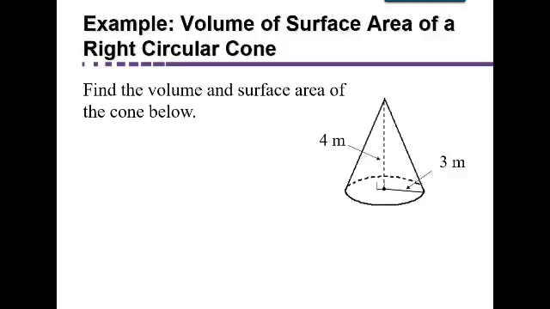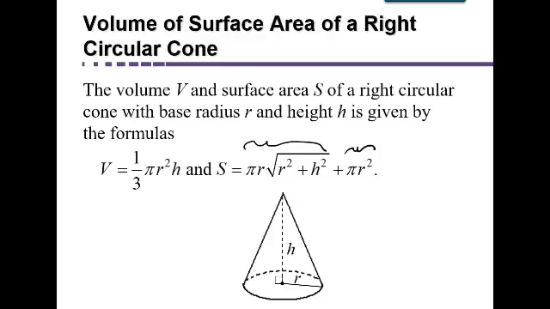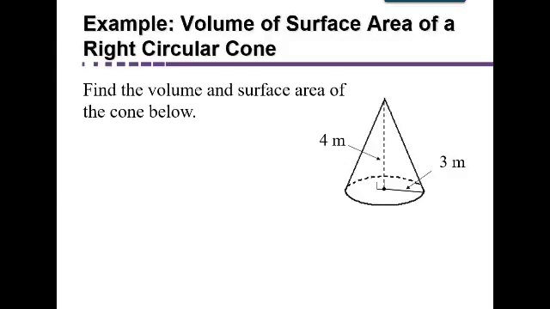So let's take a look. It says find the volume and surface area of the cone below. So the first thing you're going to need to do is to use the formula for the volume of a cone. So remember, volume is 1/3 pi r squared h.